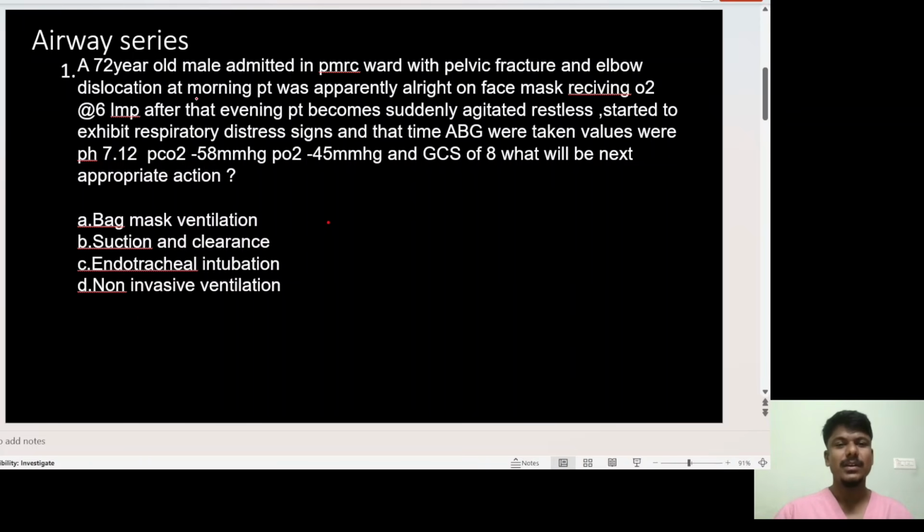In the morning, the patient looks fine, but he's receiving oxygen therapy, O2 at 6 liters per minute. Till that morning the patient was okay, though he needed some O2. When you observe the patient in the evening, the patient became suddenly agitated, restless, and started to exhibit respiratory distress signs.